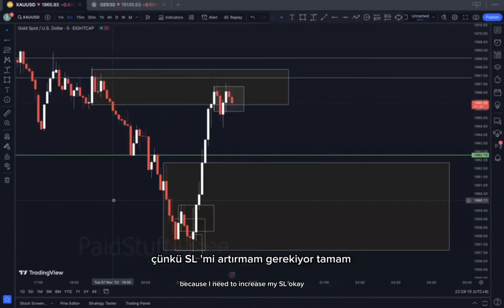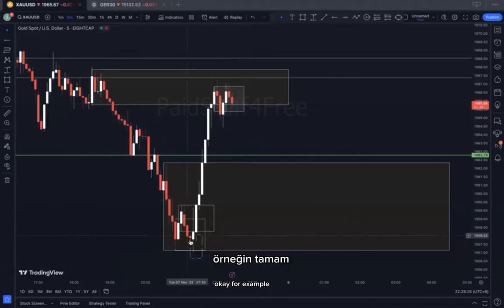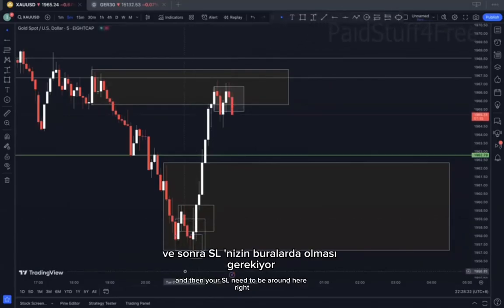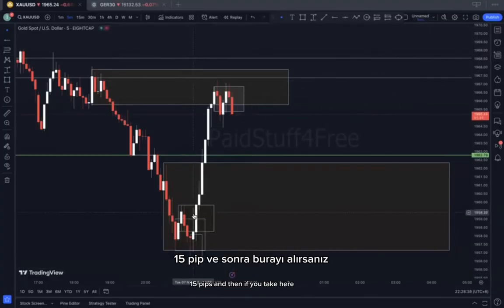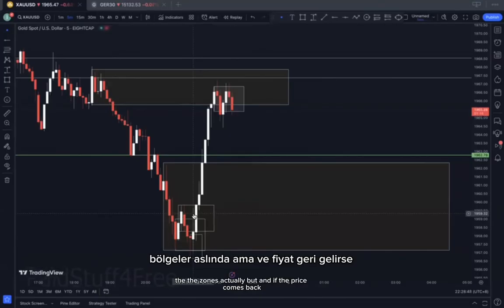Because I need to increase my SL. I will have a bigger SL than before. Do you get it? For example, you miss this trade, the price went up, didn't make a pullback, and then you press over here, and your SL needs to be around here, right? If you buy here, your SL is going to be like 13, 14, 15 pips. And if you take it here, of course, 30 pips, something like that, right? So if it's me, I'm going to wait for the price to touch the zones.